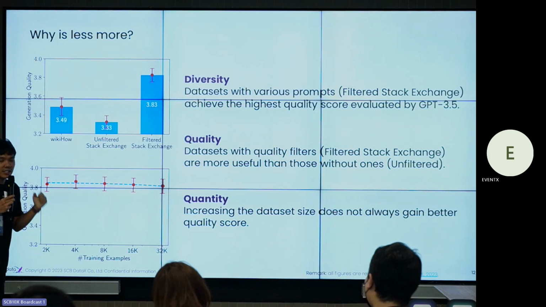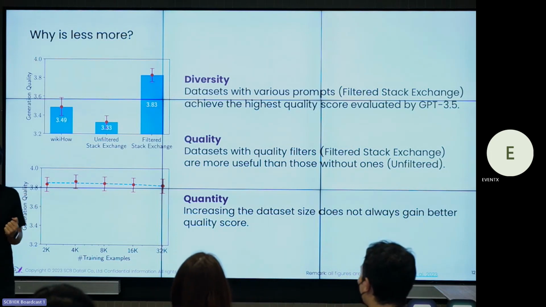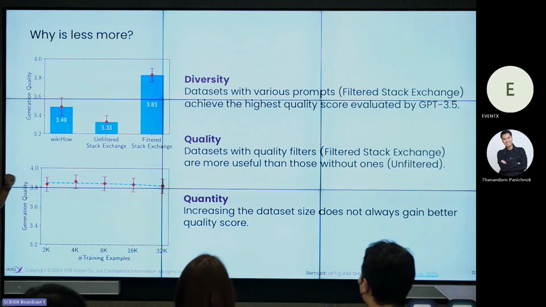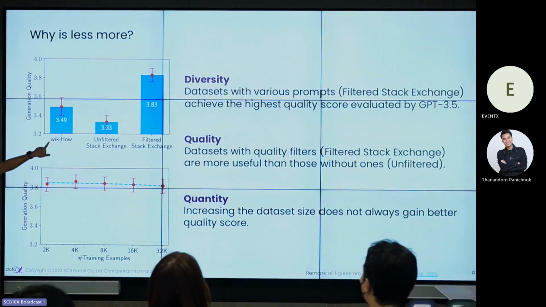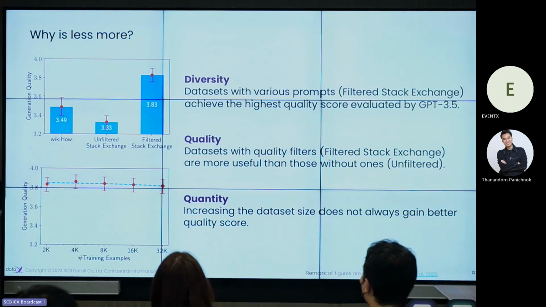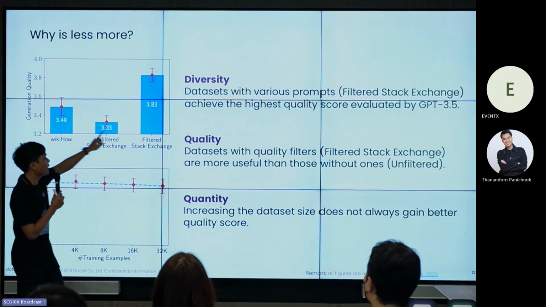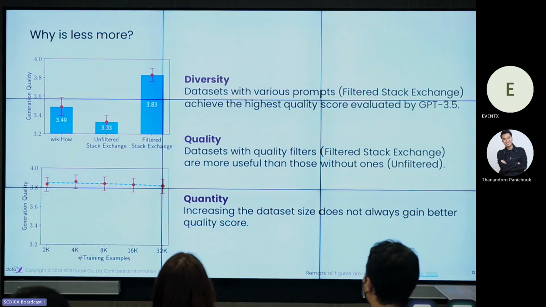And the researchers conducted some experiments to answer why less is more. Let me explain this one by focusing on the top left panel here, the top one. We're going to have 3 different data sets: WikiHow, an unfiltered one, and a filtered one. I would like to consider just 2 bars first, the WikiHow and the filtered one here. WikiHow represents a data set in the how-to fashion, like how to become a YouTuber, for example.